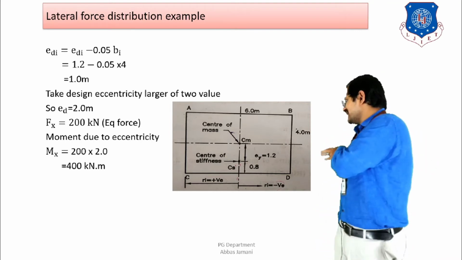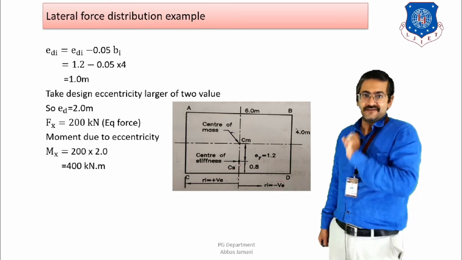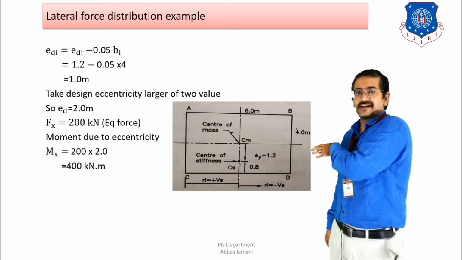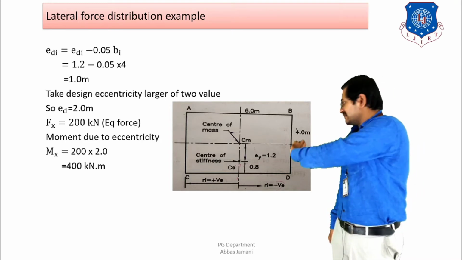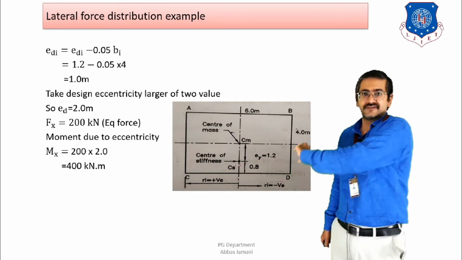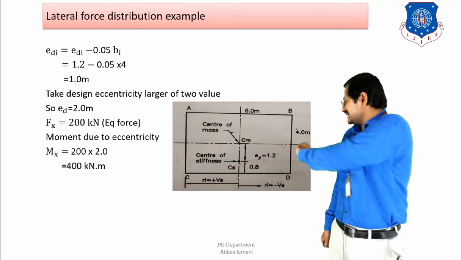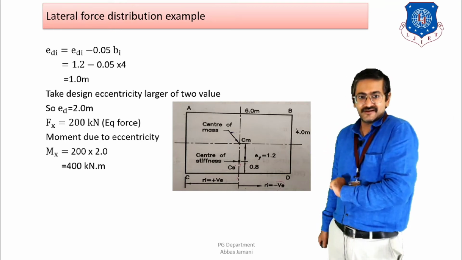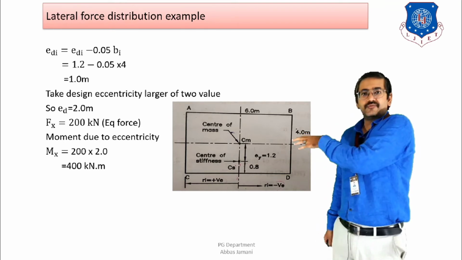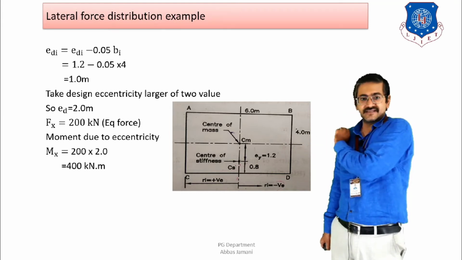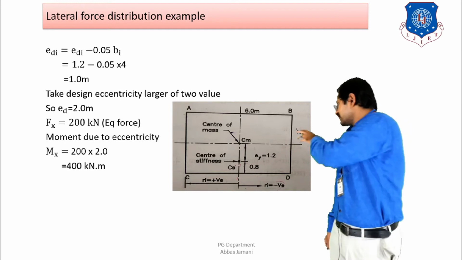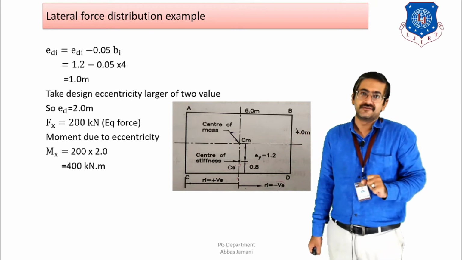So moment will be equal to load into lever arm, right? The load, or the lateral load, is 200 kilonewton, which is given to us in the data. Lever arm will be what? The eccentricity, that is 2 that we have calculated, right? So the moment that we can calculate from this particular calculation of eccentricity is given by Mx is equal to 200 into 2, that is 400 kilonewton meter.